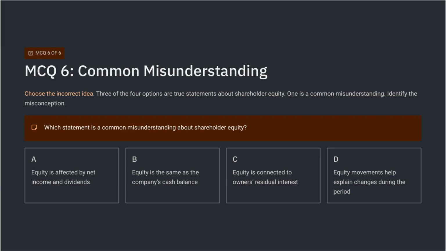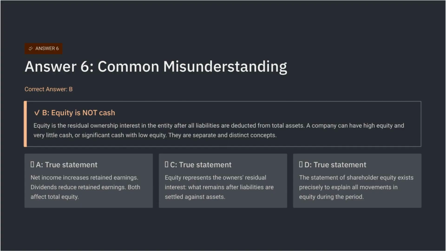Three options are true ideas. One option is a misconception. Your task is to find the incorrect idea. The correct answer is B. Equity is the same as the company's cash balance. That is a common misunderstanding, but it is not correct.